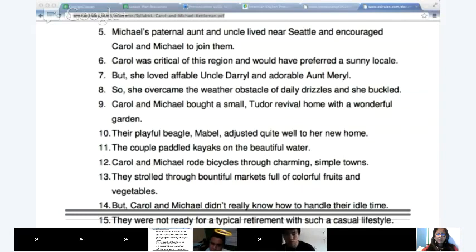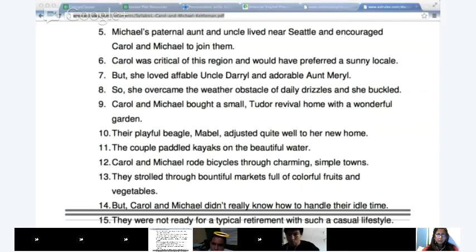Okay. Go ahead. So, she overcame the weather. No. Repeat the one that I just said. Same one. Okay. But she loved a fable Uncle Daryl and adorable Aunt Meryl. Okay, good. I'll go to the next one. So, she overcame the weather obstacle of daily drizzles, and she buckled.